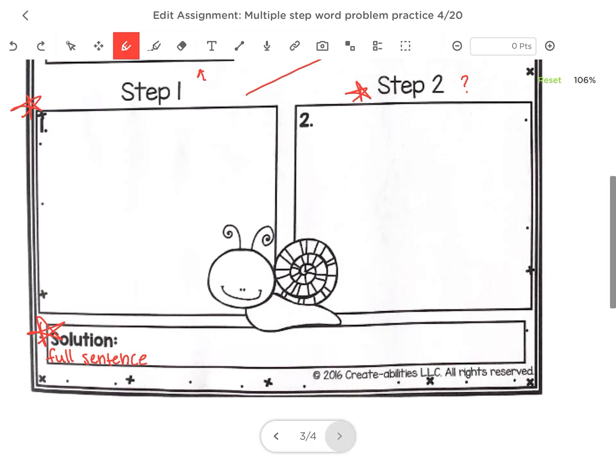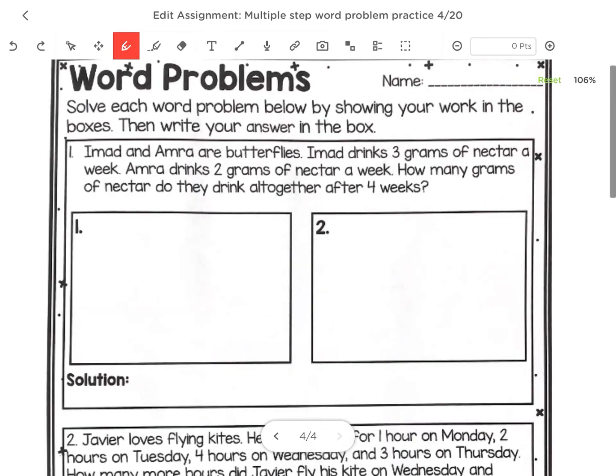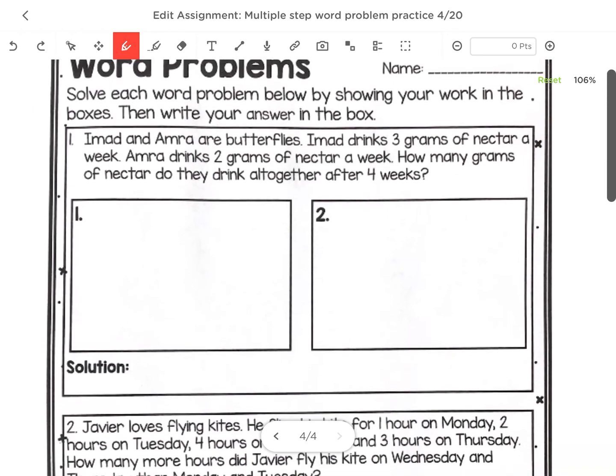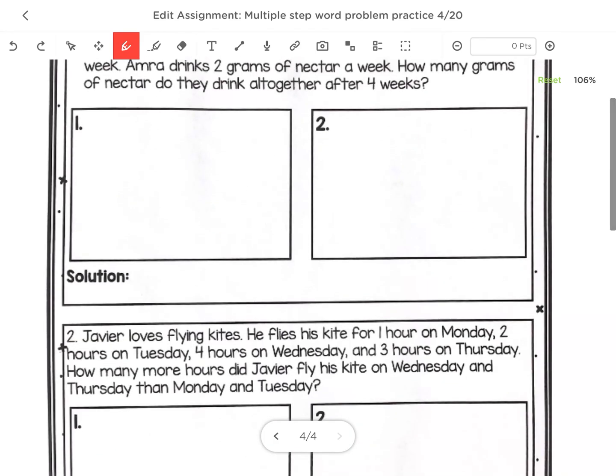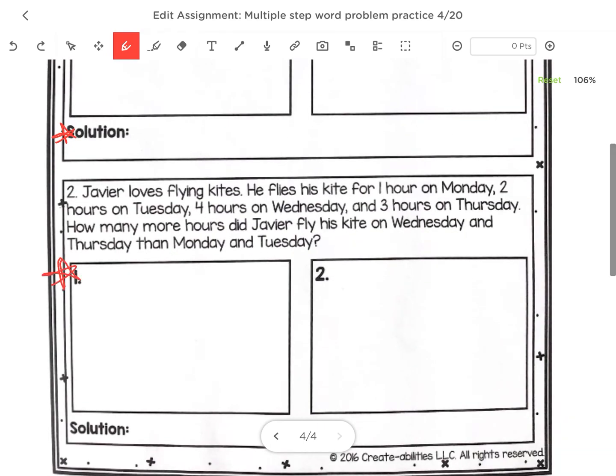And then you are going to do these 2. They're just a little bit shortened. They just give you step number 1, step number 2. So we cut out the first boxes and solution. So you need to do that for both of these. Your first step and your second step and your solution.